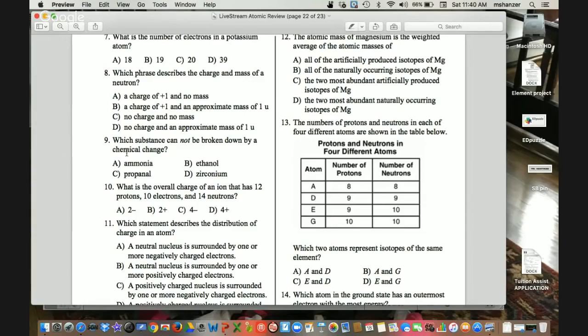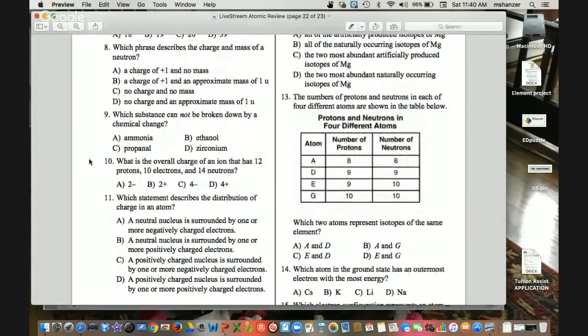Question 9, which substance cannot be broken down by a chemical change? When we're talking about this kind of question, the Regents is really checking to see that you recognize that elements cannot be broken down chemically. Compounds can be broken down into elements, but once we're broken down into an element, we cannot get broken down any further. Ammonia, propanol, and ethanol are all examples of compounds. Zirconium is the only one that is an element, and that would be your correct answer there.